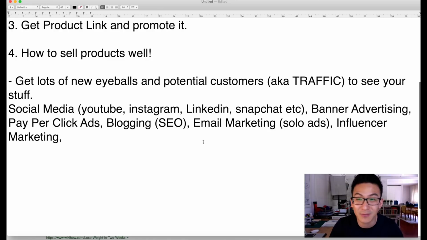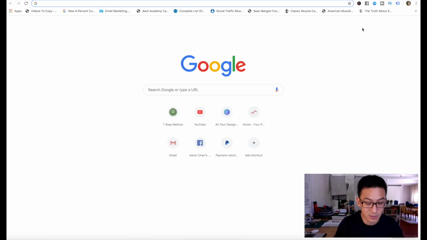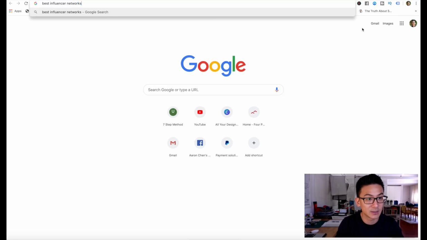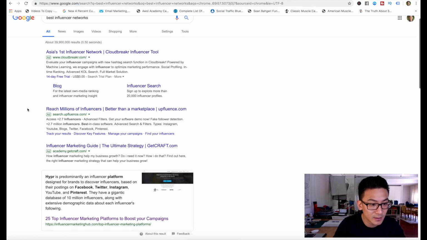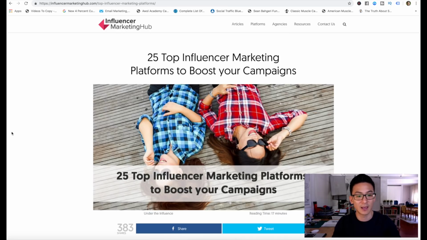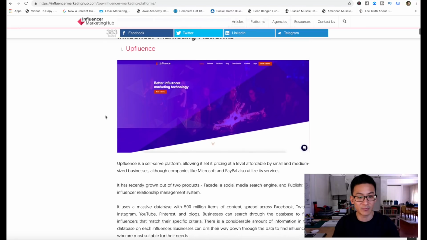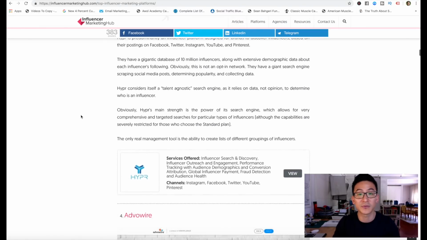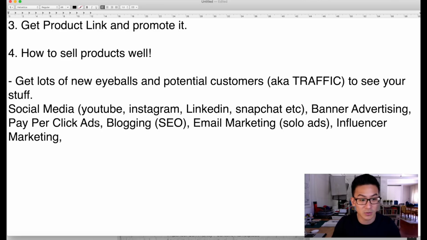But again, there's a lot of different influencer networks out there. And again, the same thing, all you do is you just type out something like best influencer networks, right? And when you do that, you're going to find a whole bunch of networks. So 25 top influencer marketing platforms. You just click on that and you can go through them and you can try them. Upfluence, Aspire, Hyper. So again, Google is very, very powerful, right? So you just have to know what to do and where to go, right?